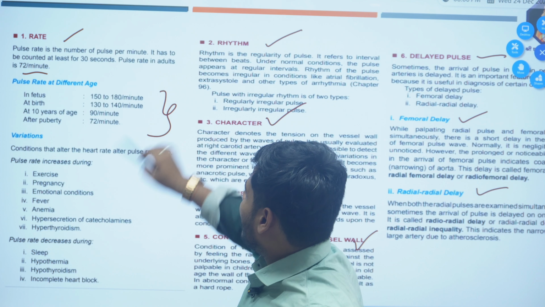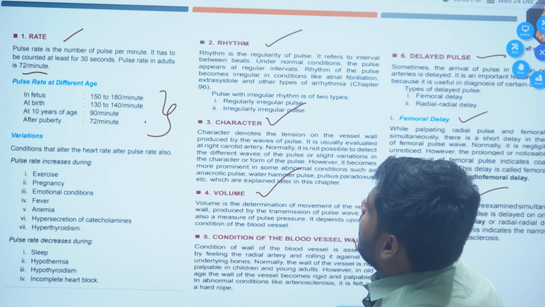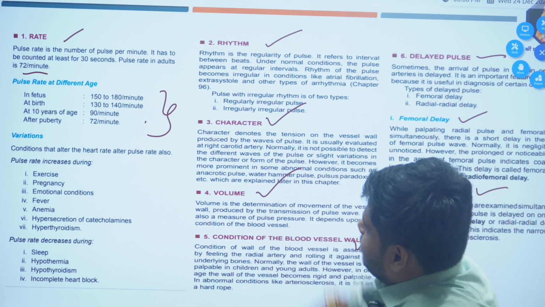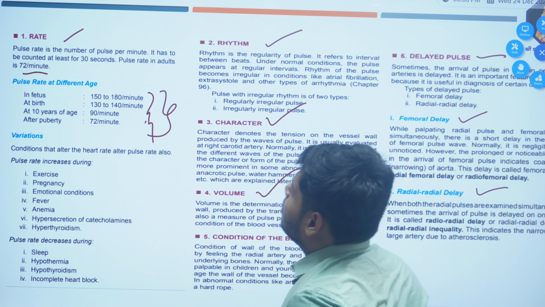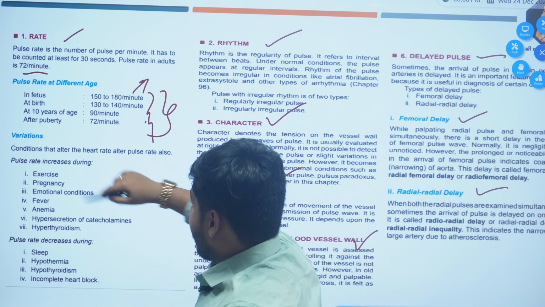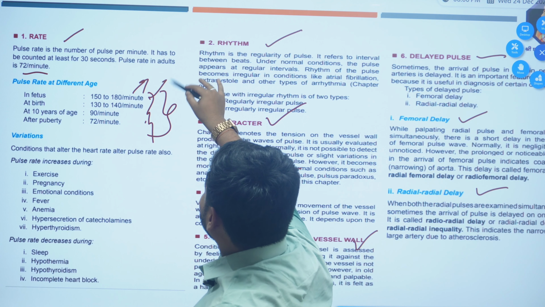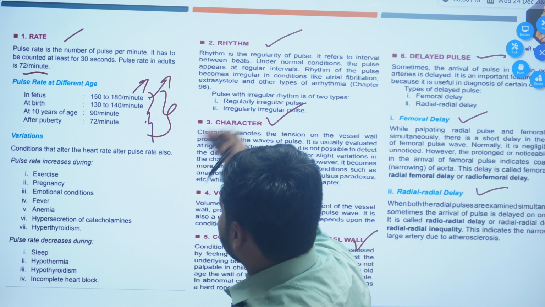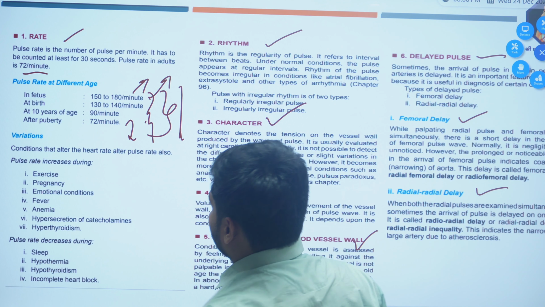Now this is pulse rate at different ages. You have to learn it by heart. If you have a nice memory, you can memorize it, but I will tell you the nature of it. Pulse rate at different ages: in the fetus it is more, that is reality, and at puberty it gradually decreases, right?